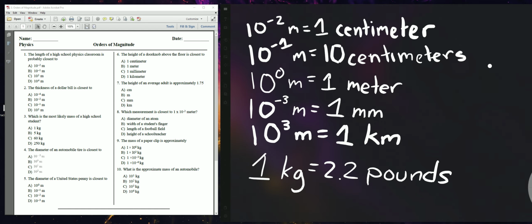What is the approximate mass of an automobile? I told you it is 1,000 kilograms. Which of these options most closely represents that number? It's C. These are things you're just going to have to know. And that concludes the video.